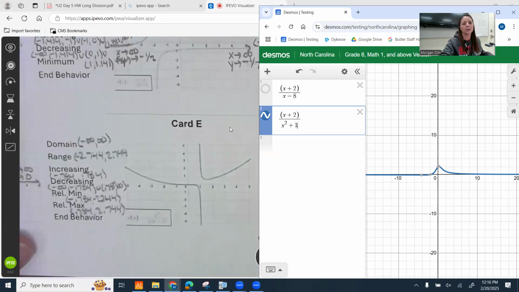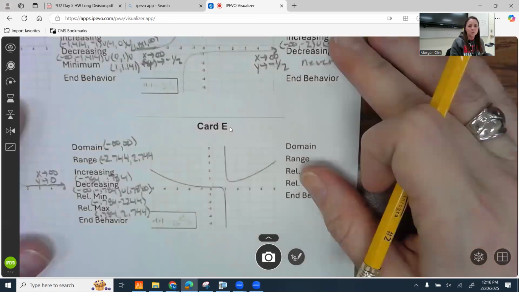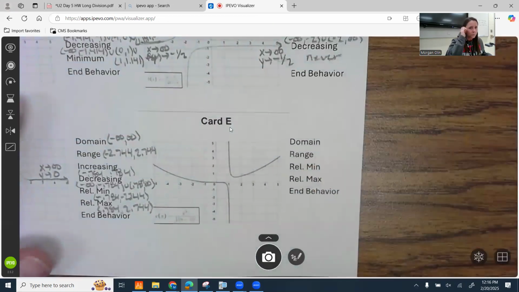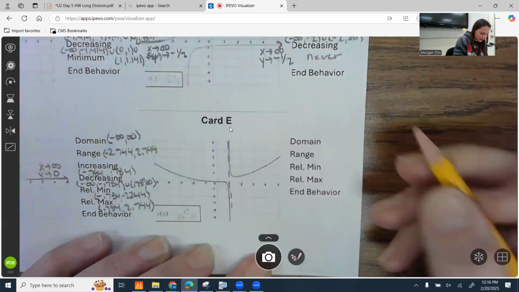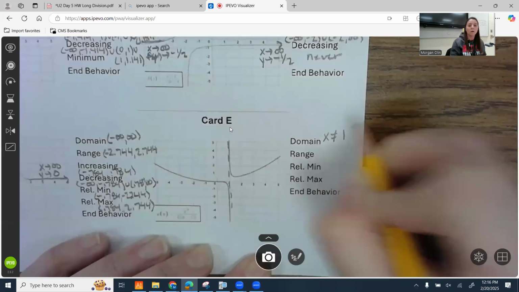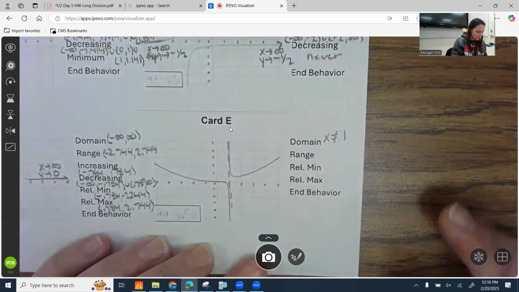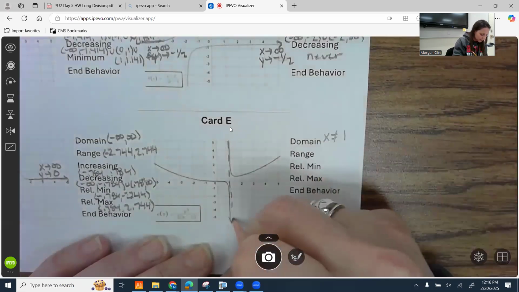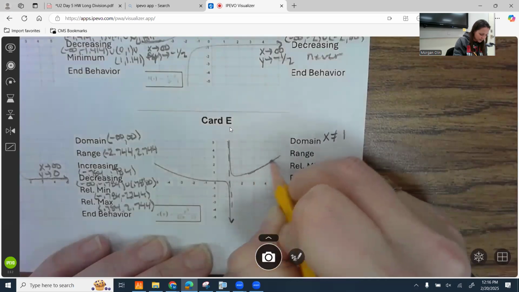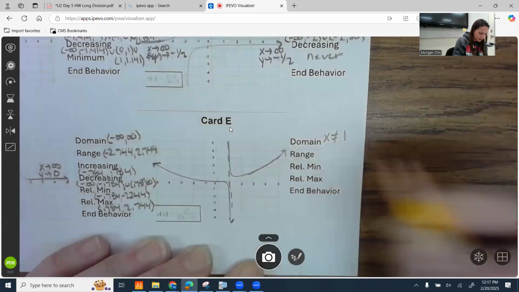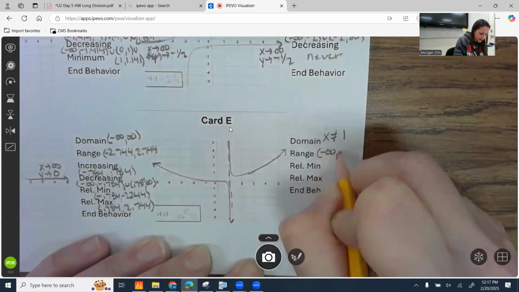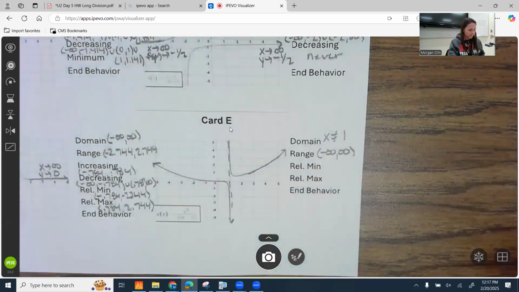Card E right here. Domain. What is the domain of this one? Notice where we can put a dotted line at 1. So x can't be 1. It's not going to cross that line. Range. Now, do you see how this value keeps going down? This keeps going up. But there's no break here because this end keeps going up. So it looks like our range is negative infinity to infinity.